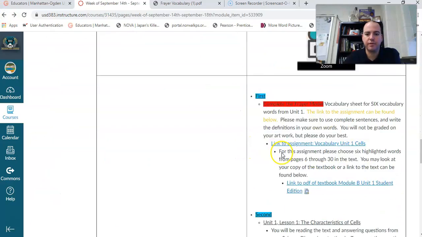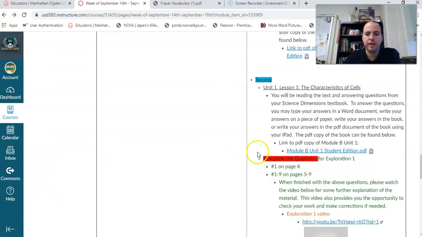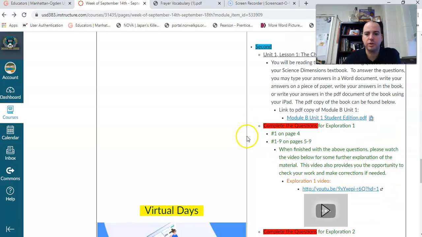After you finish with the Frayer vocab, the second thing you're going to do is work on some pages in your textbook. What I'd like you to do is first read through those and try to answer the questions. You're going to start on page 4. You're going to answer question number 1 on page 4, and then you're going to do questions number 1 through 9 on pages 5 through 9.